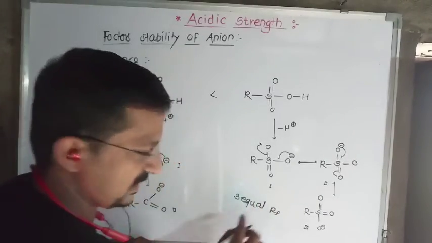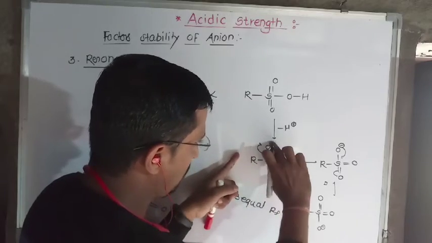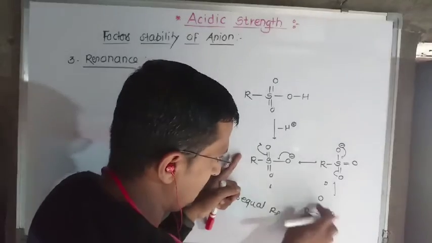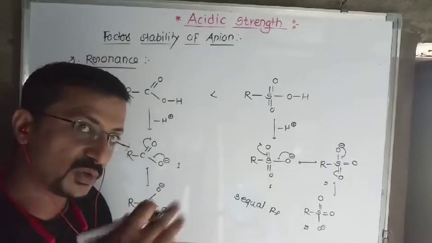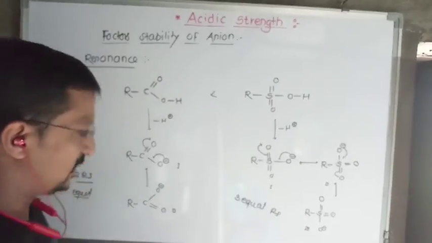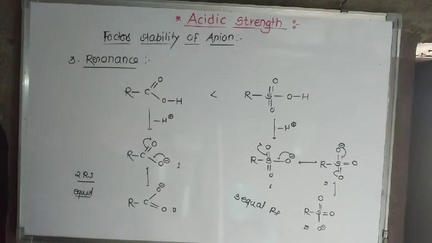Again, there are three equal resonating structures, remember well. See the structure: R, S, two double bonded oxygens and one single bonded oxygen. Here also, two double bonded oxygens and one single bonded. Such structures are called equal resonating structures, and equal resonating structures are always more stable than non-equal resonating structures, which we studied already. So the stability of sulfonic acid is more than carboxylic acid.